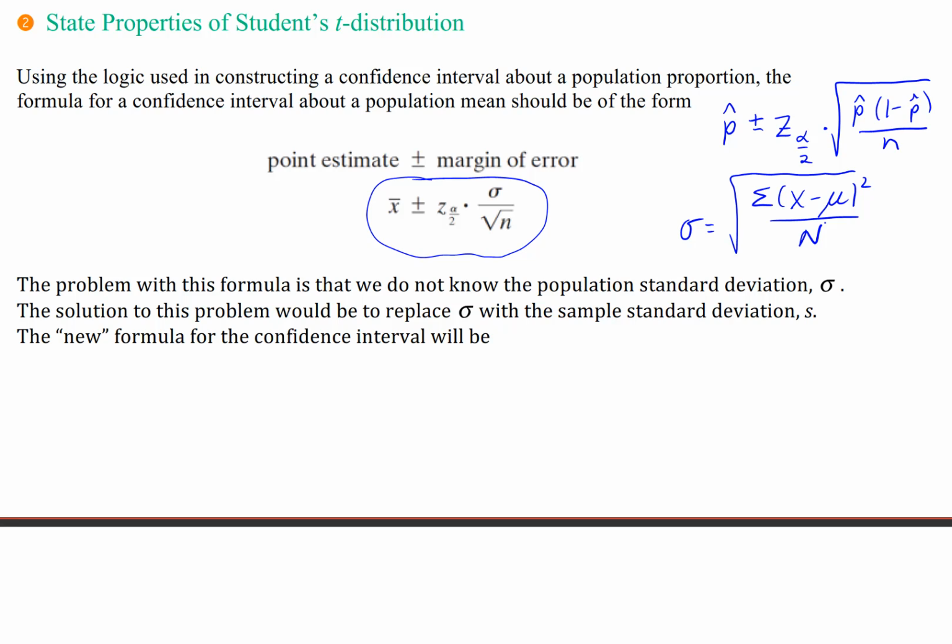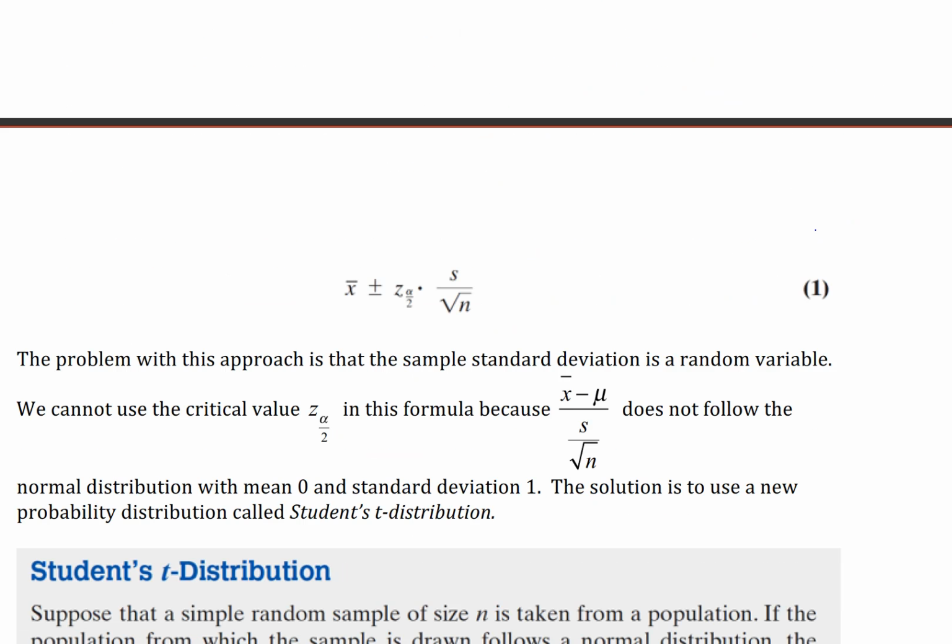Well, the solution to that particular problem of not knowing sigma as well would be to use the next best thing. Use an estimate of sigma. What do you think would be a good estimate of sigma, the population standard deviation? Yeah, use the sample standard deviation, s. So let's go ahead and put s into our formula, and we get x bar plus or minus z sub alpha over 2 times s over the square root of n. That seems good, doesn't it?